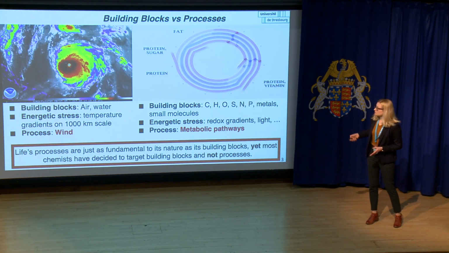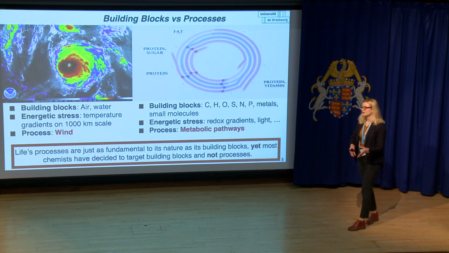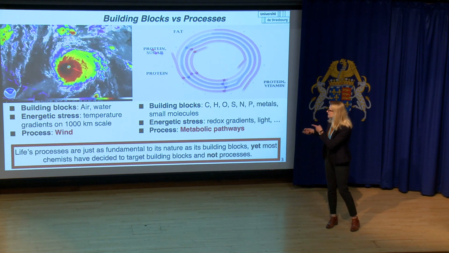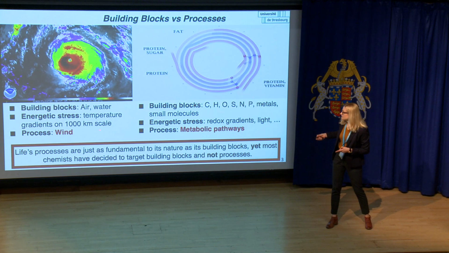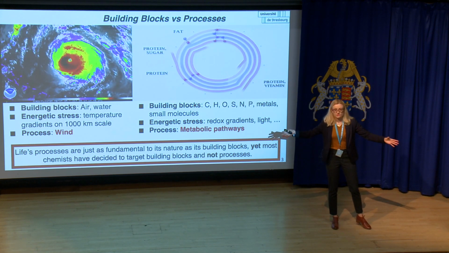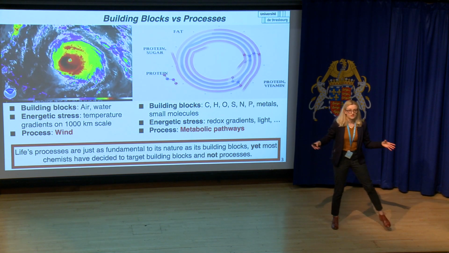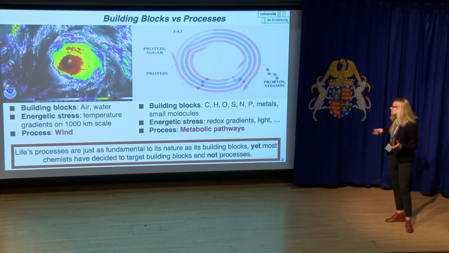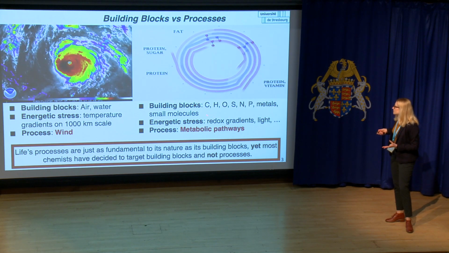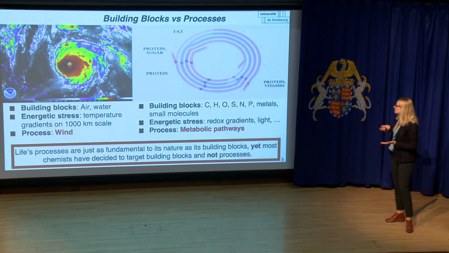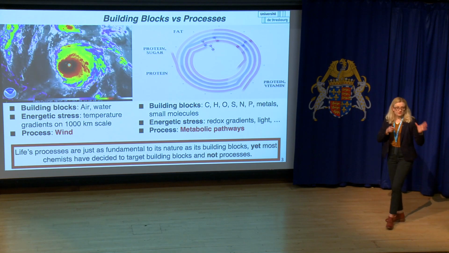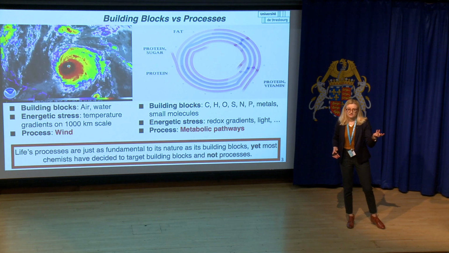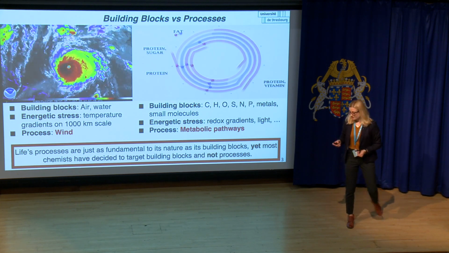If you take the building blocks of a hurricane, air and water, and you put them together, you obtain air and water. You don't obtain a hurricane. If you want to get a hurricane, which is the process, you need to apply an energetic stress, different temperatures and different pressures. And the same is true about life. The building blocks of life include carbon, hydrogen, oxygen, sulfur, nitrogen, phosphorus, different metals, different small molecules. But if you put them together in a vessel and shake them, you obtain a goo and not life.